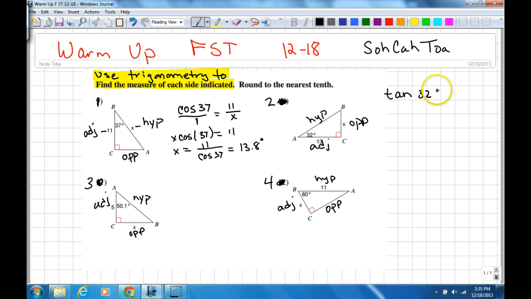I'm going to have tan 32, and I'm going to use opposite over adjacent. So it'll be x over 13. Do you have to have your calculator in degree mode? Yes, it should be in degree mode. So I'm going to multiply both sides by 13. And whatever that is, what is it, guys? 8.12. You can round it to the nearest tenth.